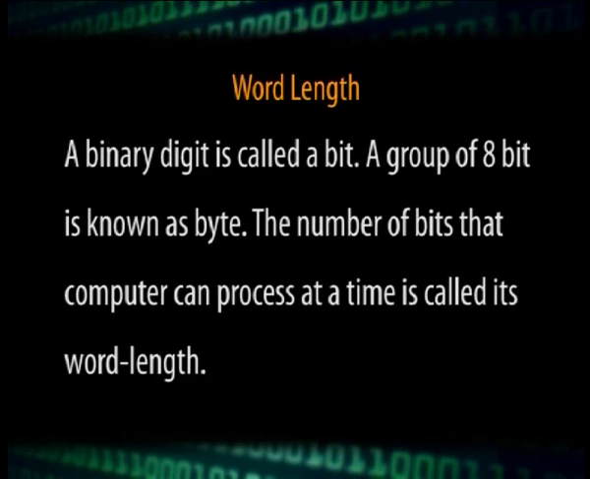A binary digit is called a bit. A group of 8 bits is known as a byte. The number of bits that computers can process at a time is called word length. It is a measure of the computing power of a computer. Word length commonly used is 8 bit, 16 bit, 32 bit or 64 bits.